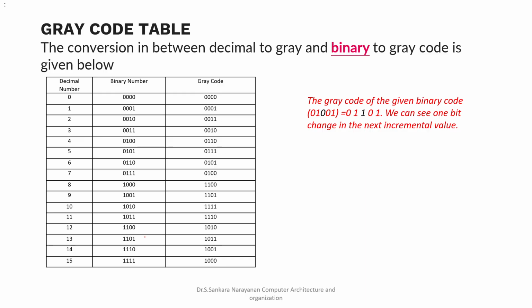Now this is a gray code table. As we look at the table, every successive gray code differs by only one bit. Here we have a change in only one bit, then here 0 and 1, and next we have 1 and 0. So it exactly differs by only one bit. That is a gray code table.